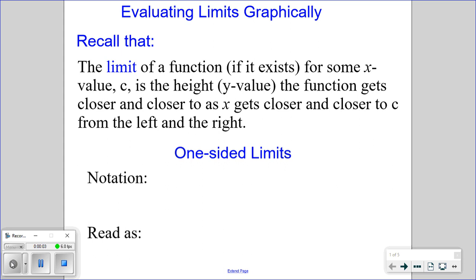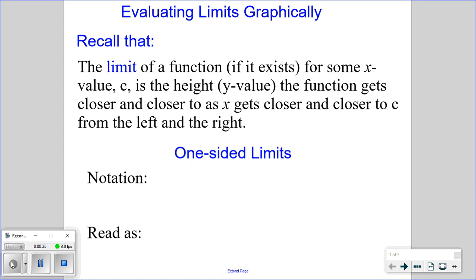Everyone. In this video, we're going to look at evaluating limits graphically. Okay, so I want you to recall that the limit of a function, if it exists, for some x value, which we're just calling c, is the height or y value the function gets closer and closer to as x gets closer and closer to c from the left and the right.